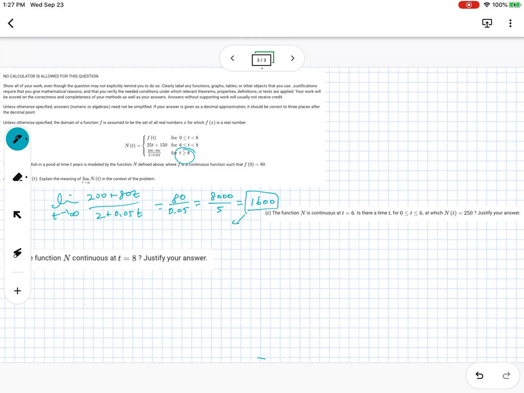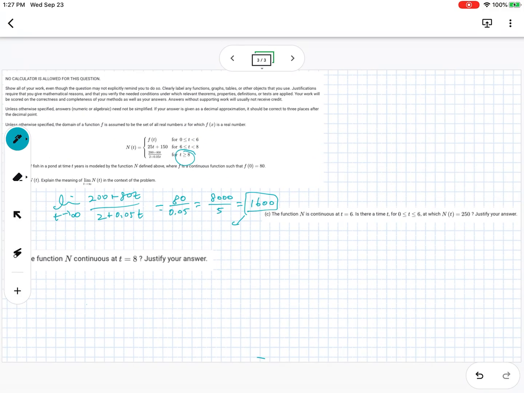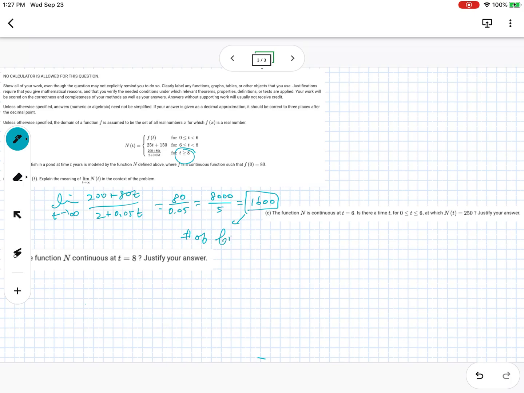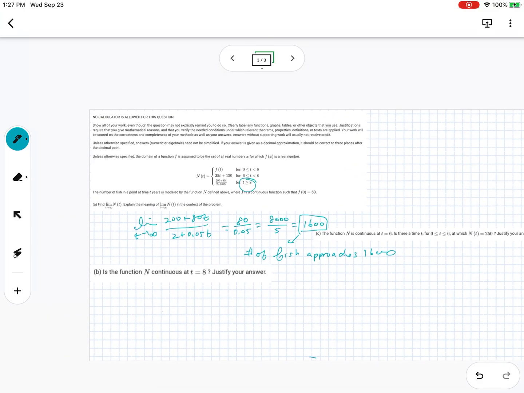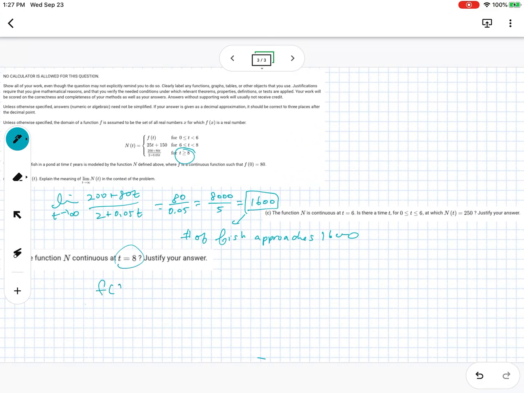And then explain the meaning of it, so that's what it approaches, right? Whatever this problem is about, the number of fish. Okay, it approaches 1600. That's the capacity. Okay, letter B, is it continuous at t equals 8? Same thing. So first find n of 8, find the limit as t goes to 8. Sorry, let's just match it with the letters that they give to us. And then lastly, does n of 8 equal the limit as t goes to 8 of n of t?